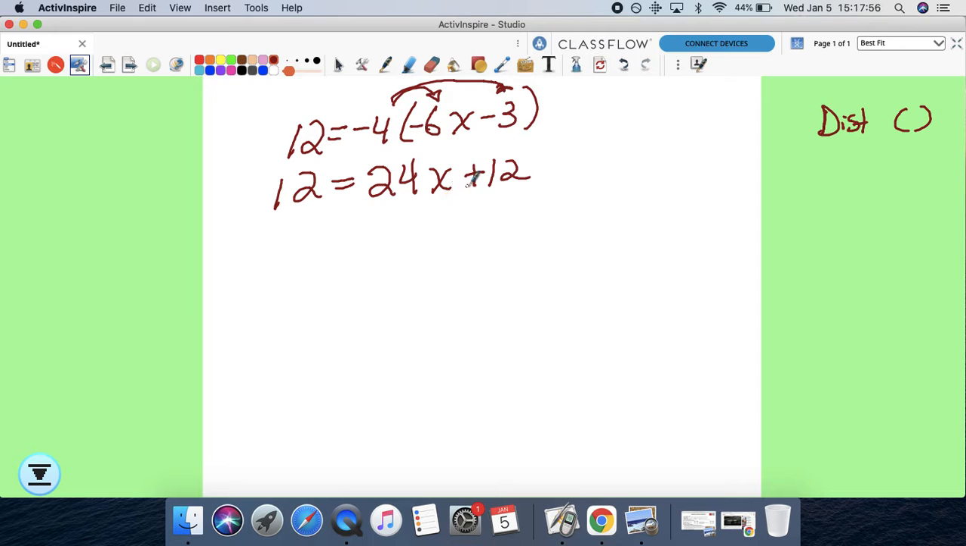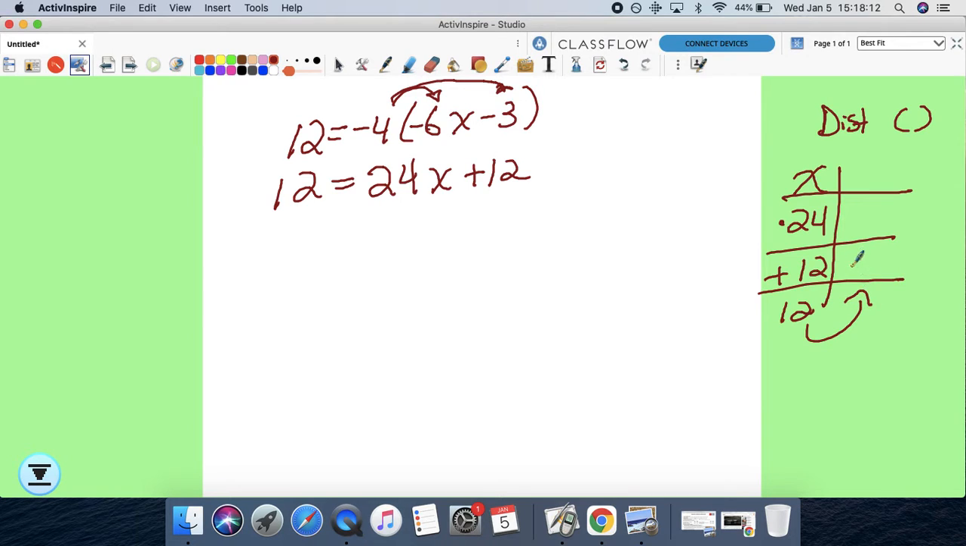Can I combine like terms? No. Is there a variable on left side and right side? No. So now I can make my story. X is my variable times 24 plus 12 equals 12.